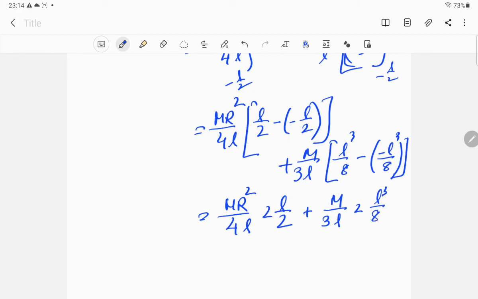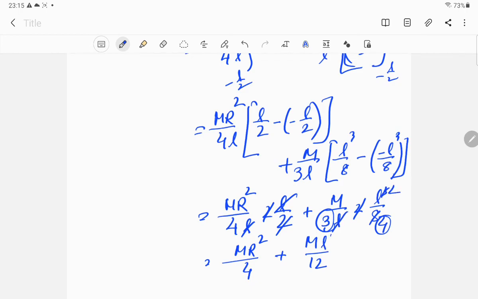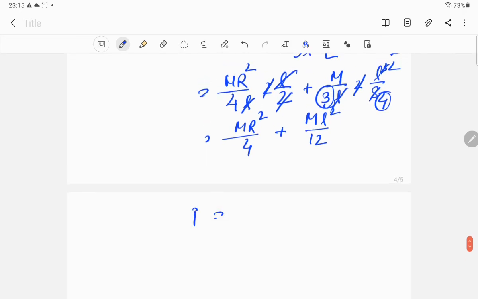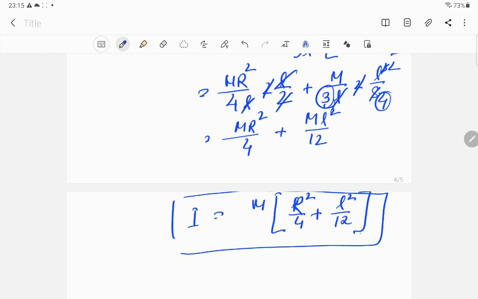Alright, so the 2 and 4 cancel, the 2 and 2 cancel, and l gets cancelled, giving m r square by 4. Then 3 and 4 multiplied give 12, and with m by l, l gets cancelled, so m l square by 12. In simplified form it looks like m times (r square by 4 plus l square by 12). This is the moment of inertia of the cylinder about an axis passing through its center and perpendicular to its axis of symmetry.